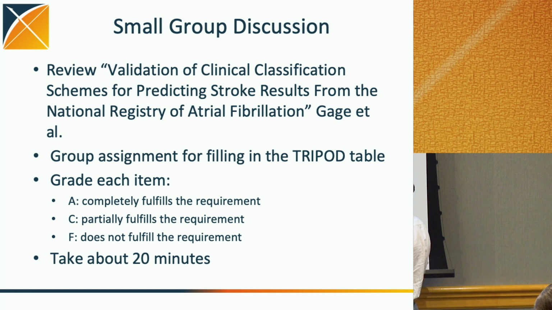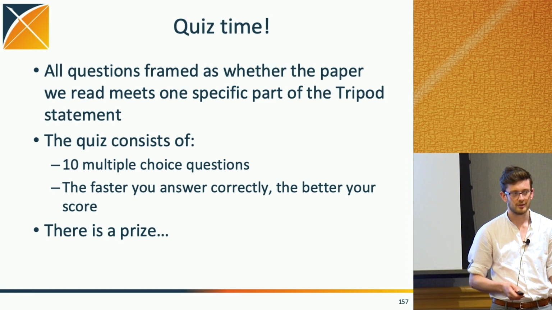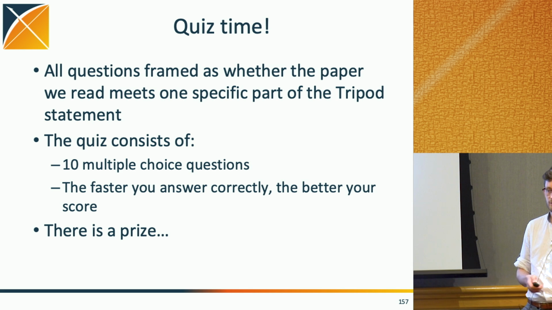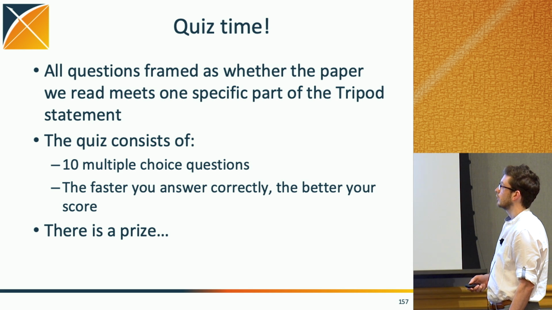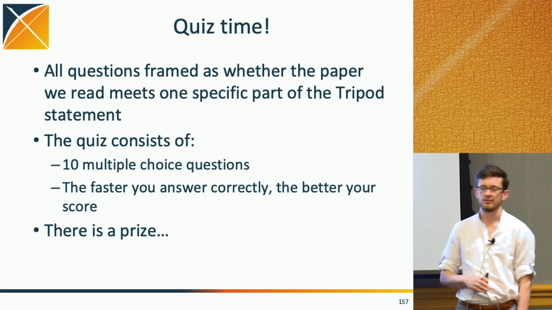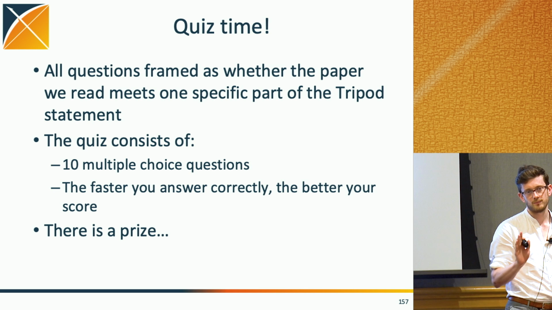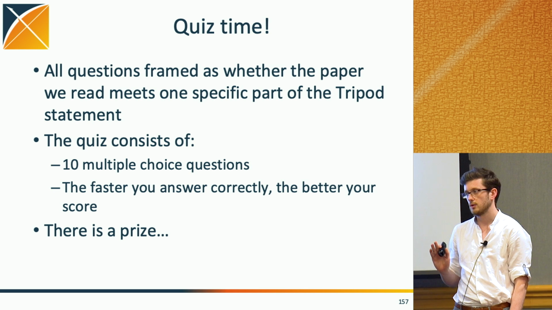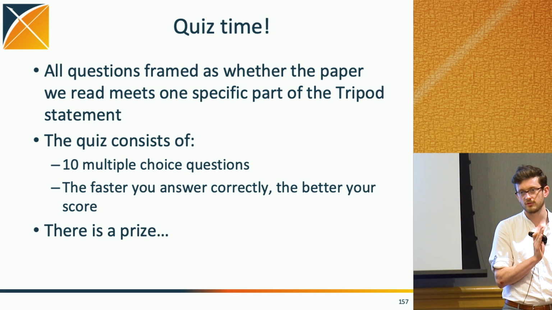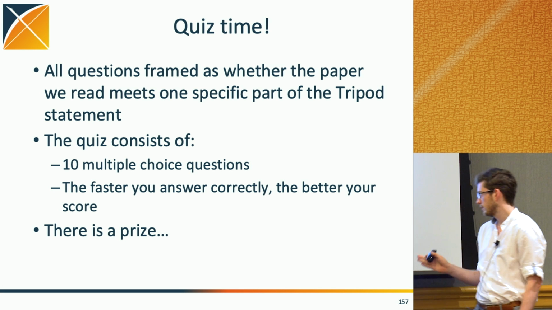So what we're going to do now is we have a quiz, and there is a prize for this quiz, which is, actually, I really like it. You have 10 multiple choice questions. For every question, you have to say whether you think the information in the paper completely agrees with what the statement's requirements are, partially fulfills it, or doesn't fulfill it.